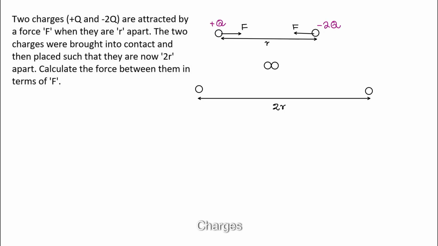Two charges, Q and negative 2Q, are attracted by a force capital F when they are r apart. The two charges were brought into contact and then placed such that they are now 2r apart. Calculate the force between them in terms of capital F.